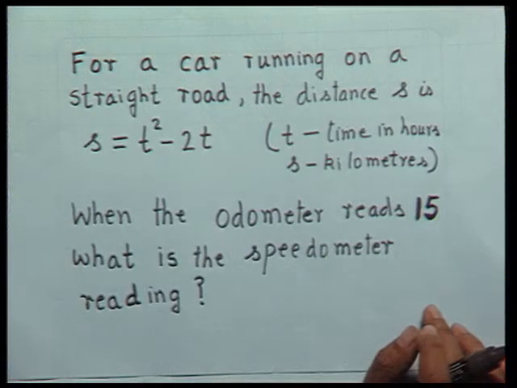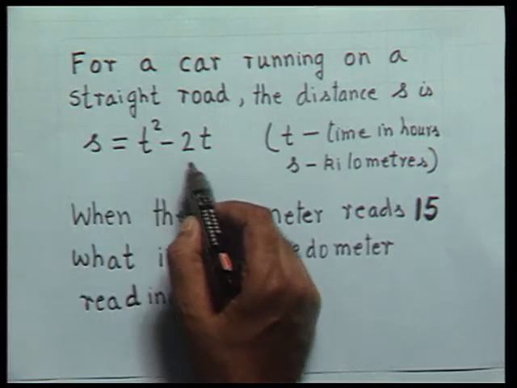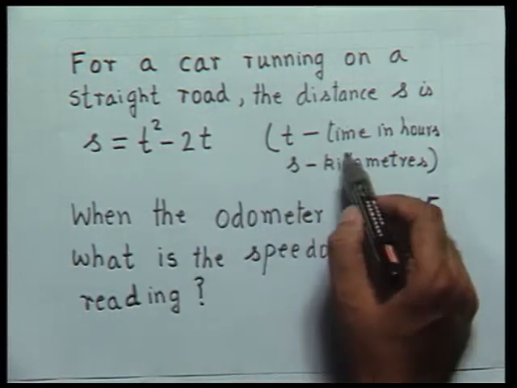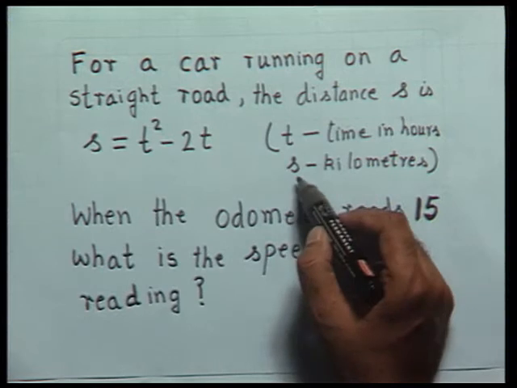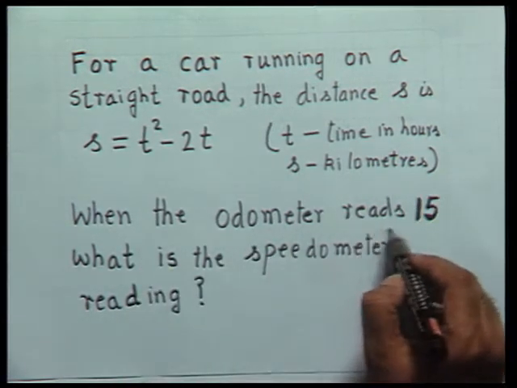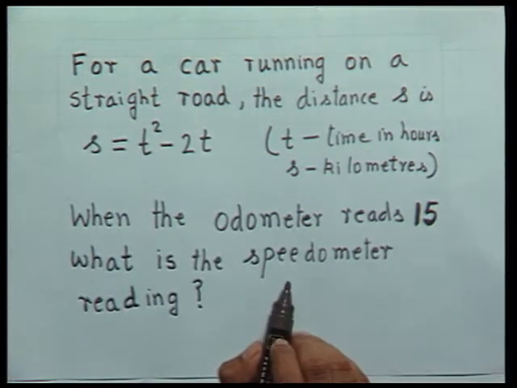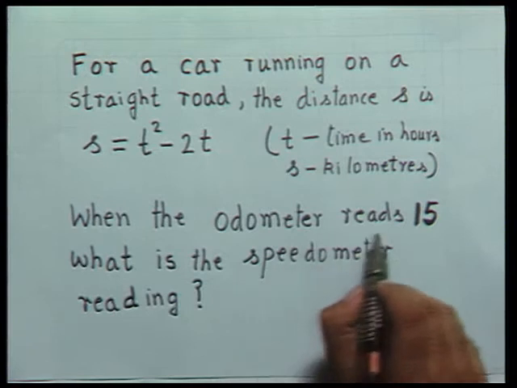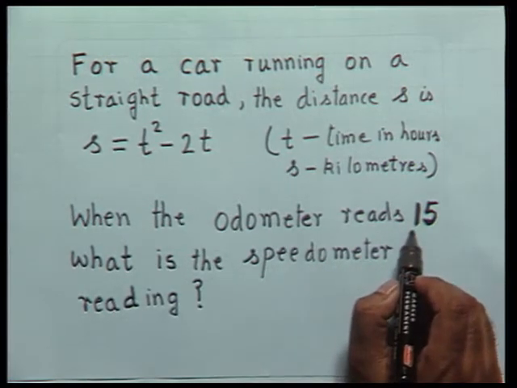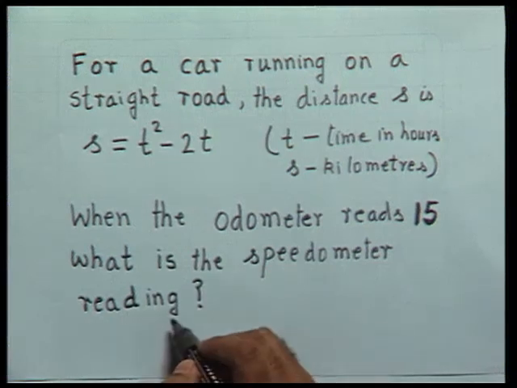For a car running on a straight road, the distance s is given by the expression s equal to t squared minus twice t, where t is the time in hours and s is the distance in kilometers. When the odometer reads 15, what is the speedometer reading? In other words, when the car has traveled a distance of 15 kilometers, what is the velocity of the car? That is the problem for you.